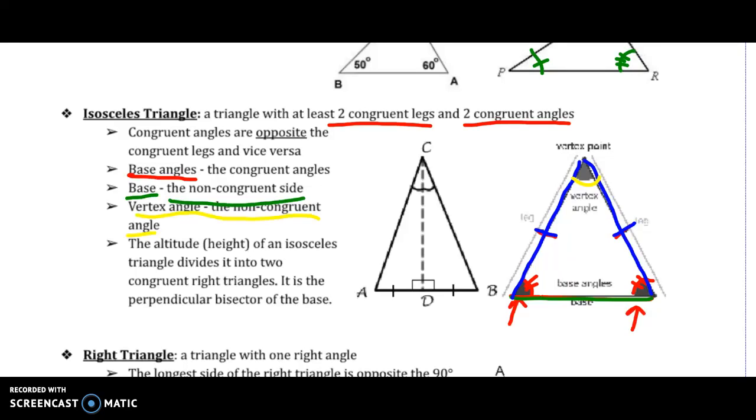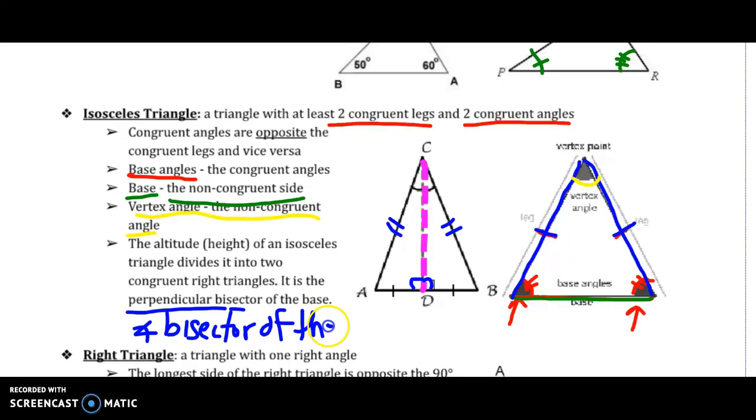If we draw an altitude on an isosceles triangle, then that altitude, also called the height, divides the triangle into two congruent right triangles, right? So that altitude is the perpendicular bisector of the base, and it is also the angle bisector of the vertex angle. Right? Because again, note that this angle and this angle are congruent to one another. We also know that the base angles are congruent to one another.